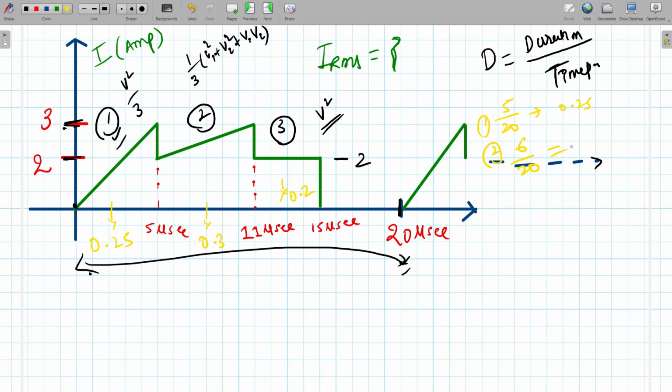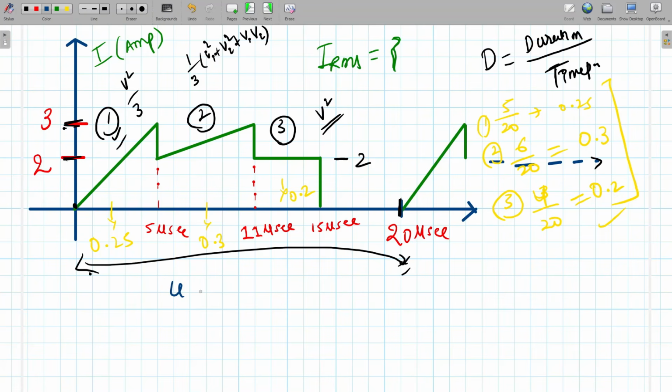So this will be 0.3. I think I'm getting 1.66. Did anyone get this answer, 1.66? Third will be 11 and 15, so it will be 4. 4 divided by 20 is equal to 0.2. Everyone got the same. So now I am going to calculate the U values.